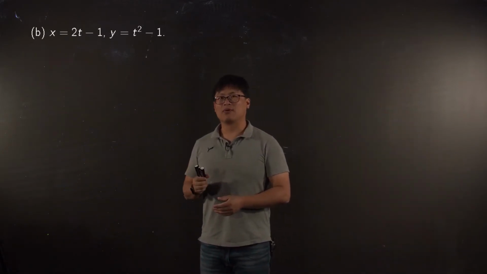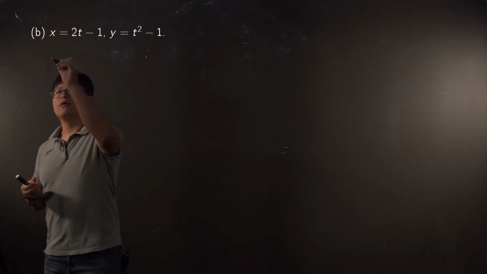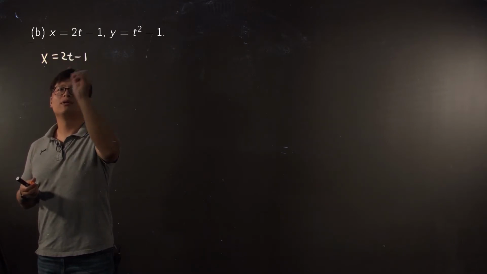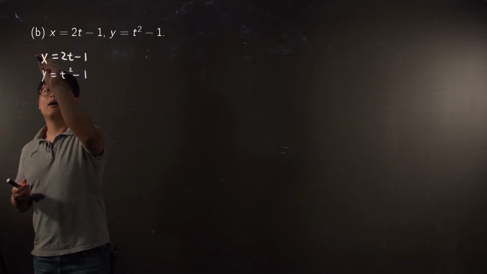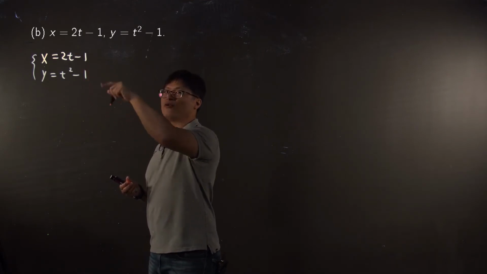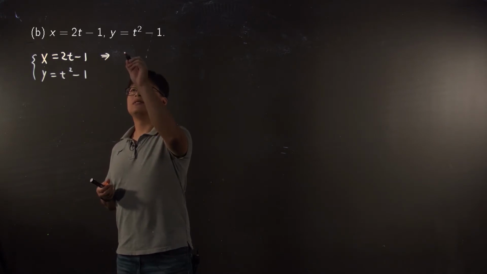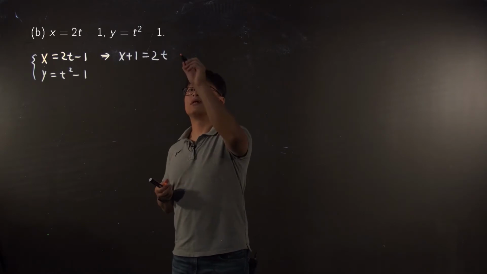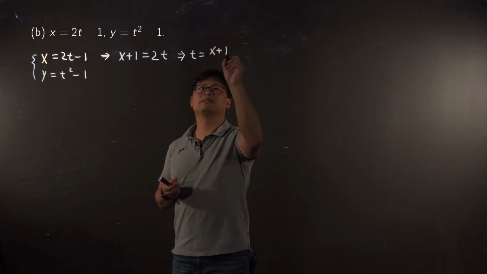Let me give you another example. We will do the same thing, substitution. Here we go. Let me rewrite this one. My x is 2t minus 1, and my y is t squared minus 1. I love to use the system form. We will solve for t in the first equation, then plus 1 on both sides. Then x plus 1 equals 2t, and divide by 2 on both sides. Then finally, my t can be written in terms of x.